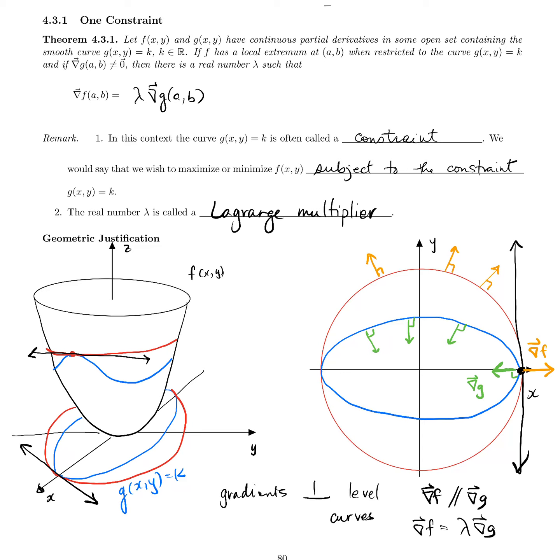So that is a geometric visualization of what's happening, where we come up with this equation that the gradient of f must be a multiple of the gradient of g at some point. I guess I should call this (a,b), a point (a,b) where f has a maximum or a minimum when restricted to input values that are on the curve. In the next video, we're going to see a little bit more of an algebraic justification as to why this formula makes sense.